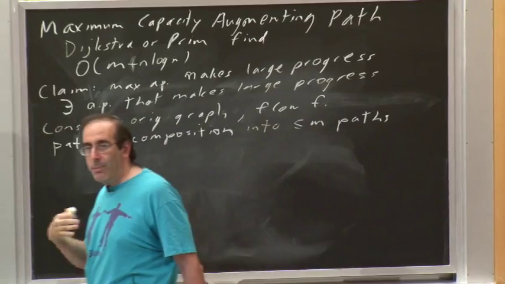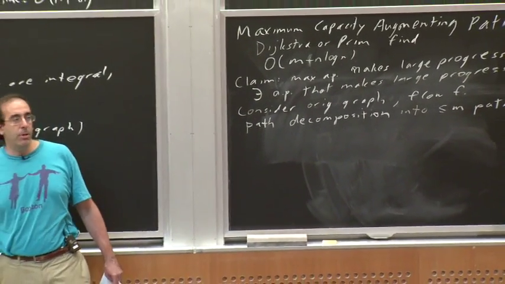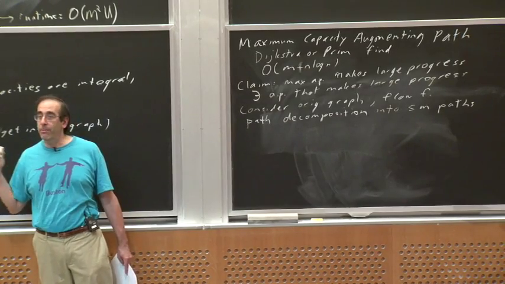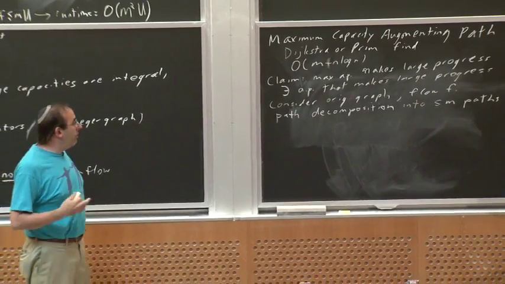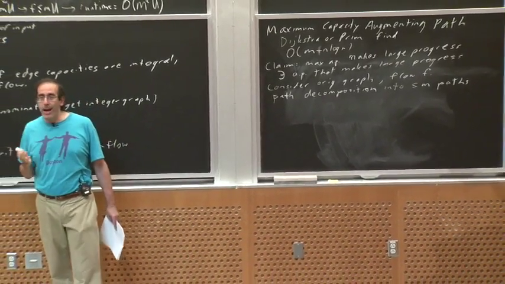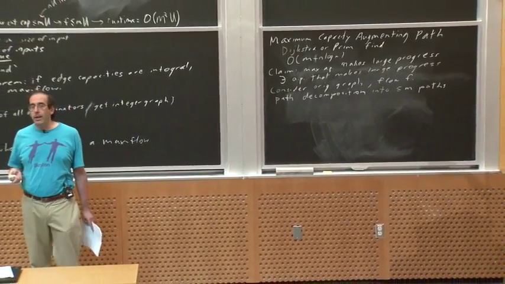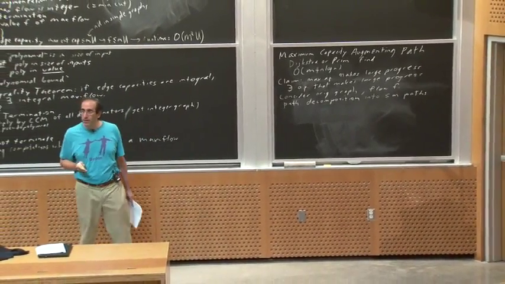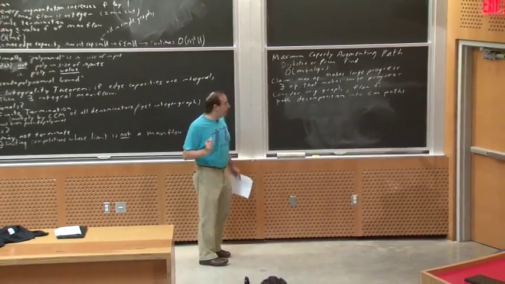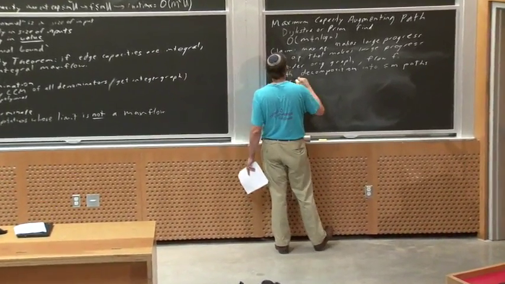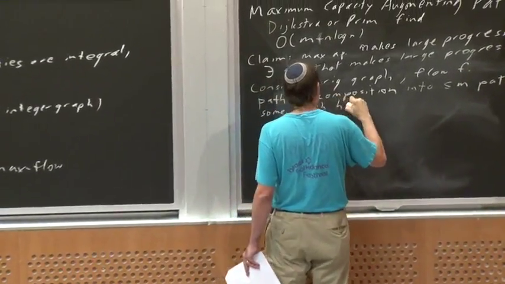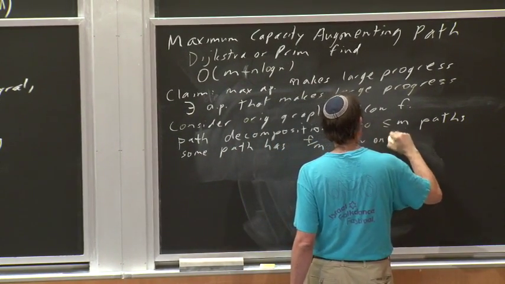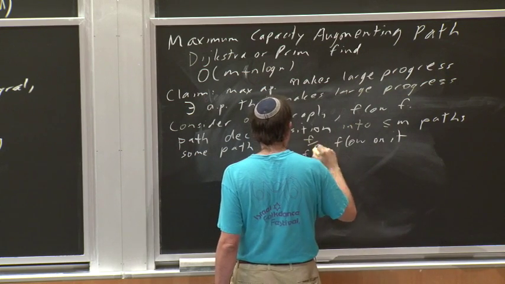Because when we did that decomposition, each time we took out a path, we were taking out all of the flow from one edge. So we could only do that m times. So if we can decompose a flow, any flow, into m paths, what can we say about the flow on those paths? There's at least one path that has f over m. Right. So some path has f over m flow on it. But of course, that implies that it has f over m capacity.